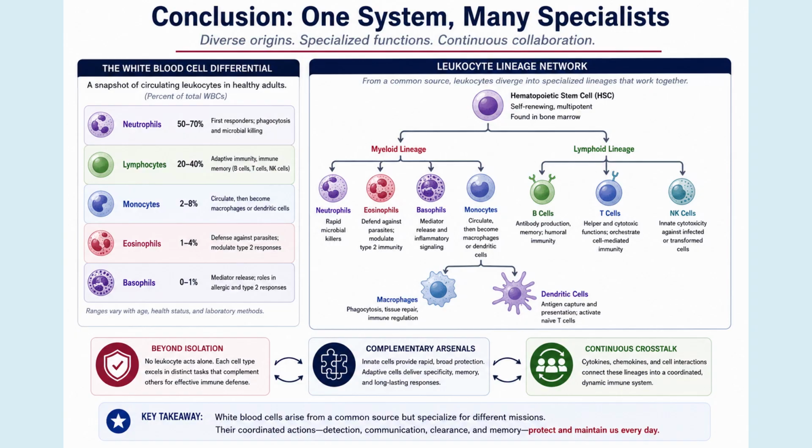So we started this episode with the 5 familiar names you see on a white blood cell differential, but now those names should mean something more than 5 percentages on a lab report. We've traced them back to a common hematopoietic stem cell and watched the developmental potential gradually give way to specialization. We saw neutrophils become rapid phagocytic and antimicrobial responders.